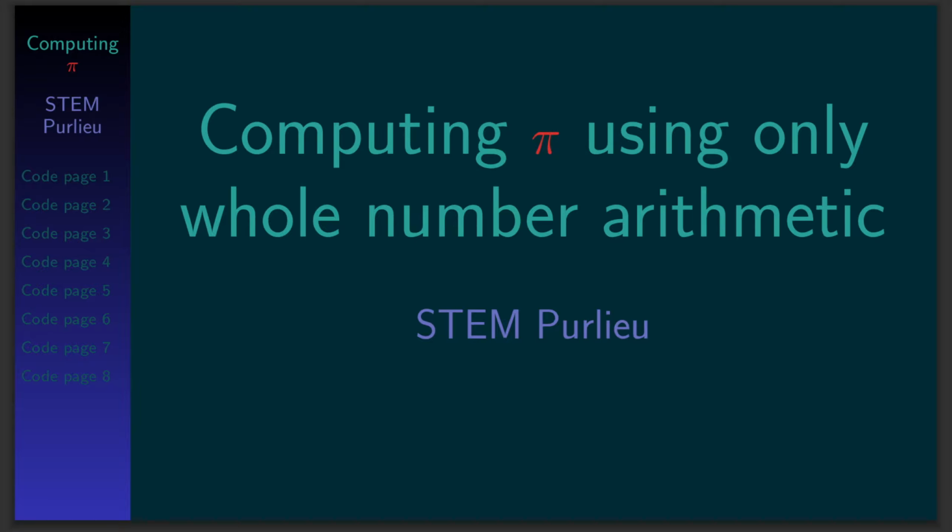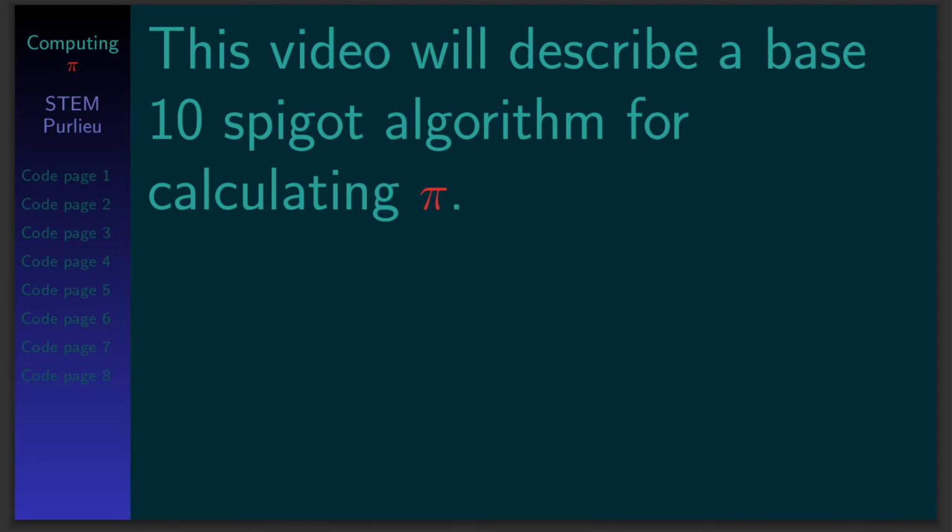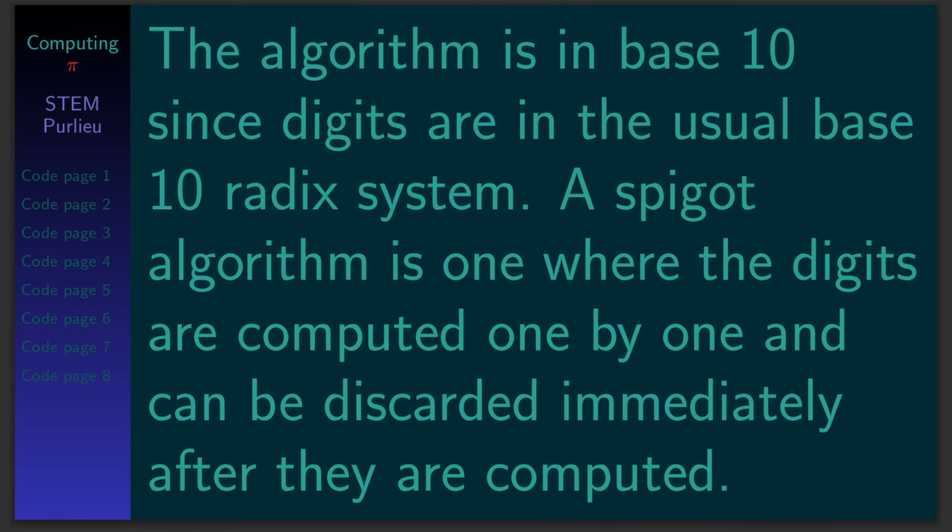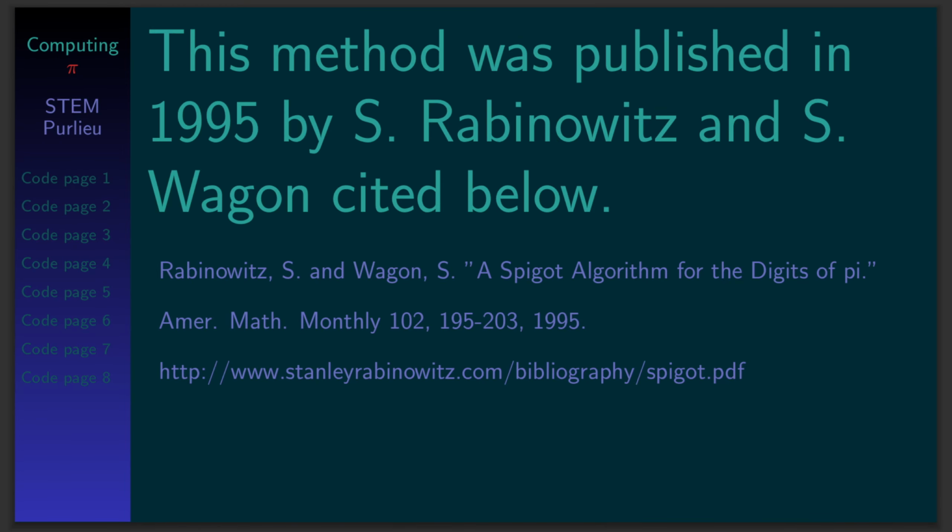In this video, we'll compute pi using only whole number arithmetic. This video will describe a base 10 spigot algorithm for calculating pi. The algorithm is in base 10 since digits are in the usual base 10 radix system. A spigot algorithm is one where the digits are computed one by one and can be discarded immediately after they are computed. This method was described in 1995 by two mathematicians.